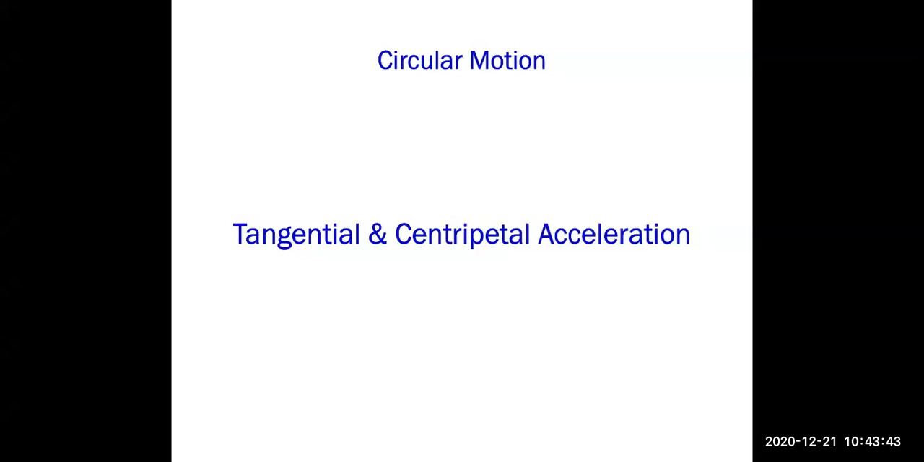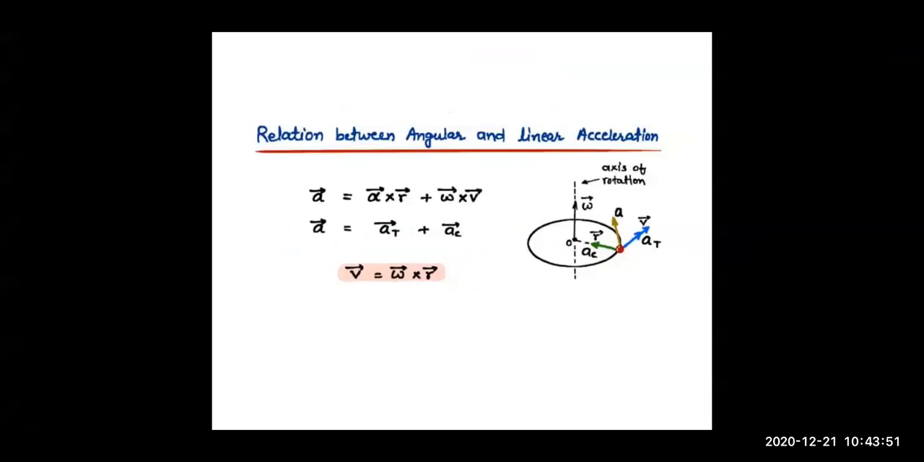So children, now let's study in detail about the tangential acceleration and the centripetal acceleration. Just now we derived the relation between the linear acceleration a and the angular acceleration, that is alpha. So this equation gives us the relation between them. Now we know that alpha cross r, that is the angular acceleration alpha cross product with the position vector r, gives us the tangential acceleration.